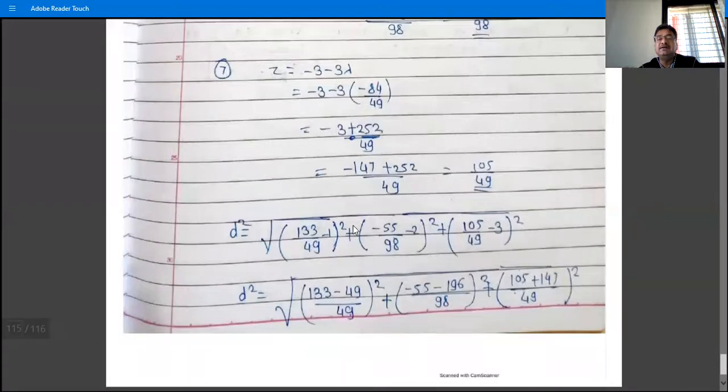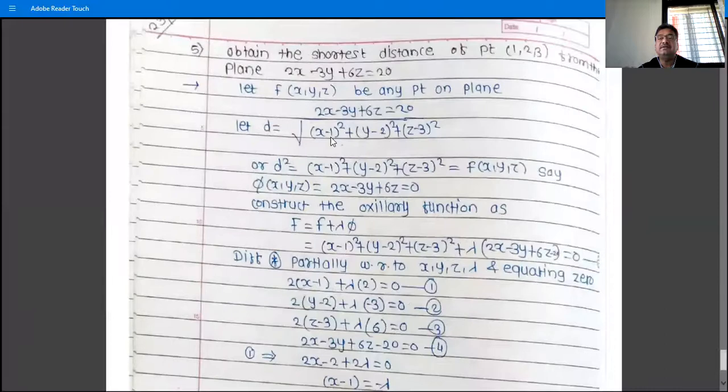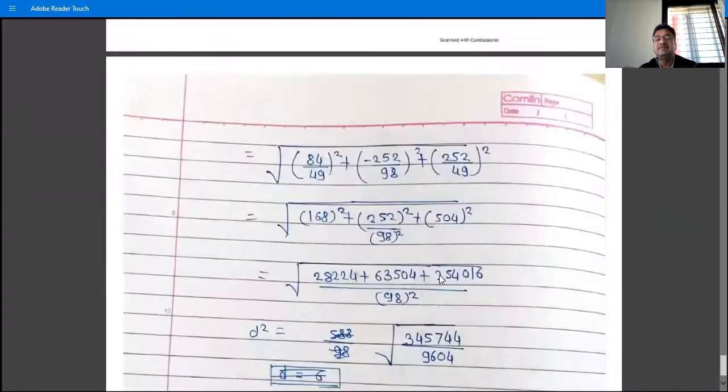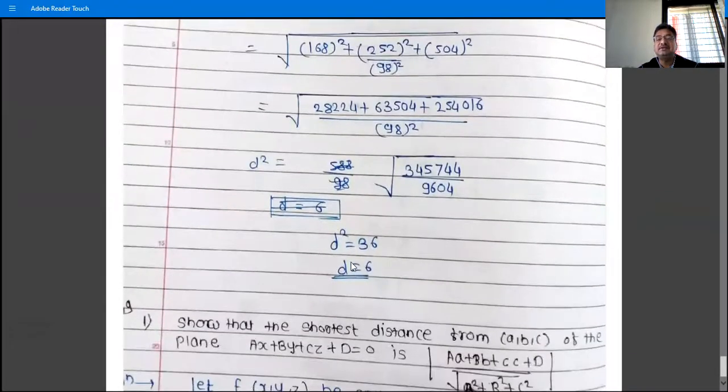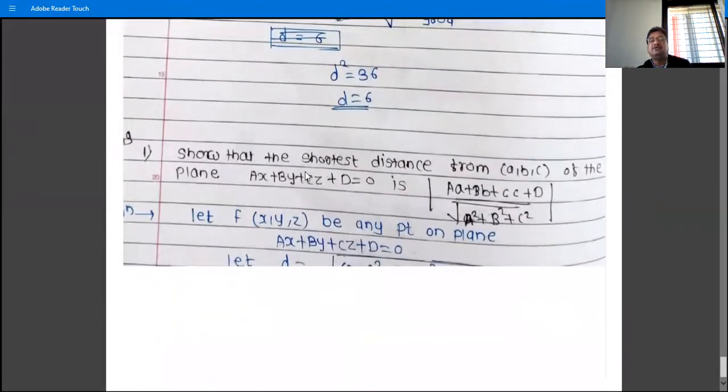And then the distance of the point 1, 2, 3 from this, that is, write this, the d is equal to, write the value of x, y, z as these values. So we have the answer 6, and this is the shortest distance of the point from the plane. Same type problem: show that the shortest distance of ABC from this plane is this.